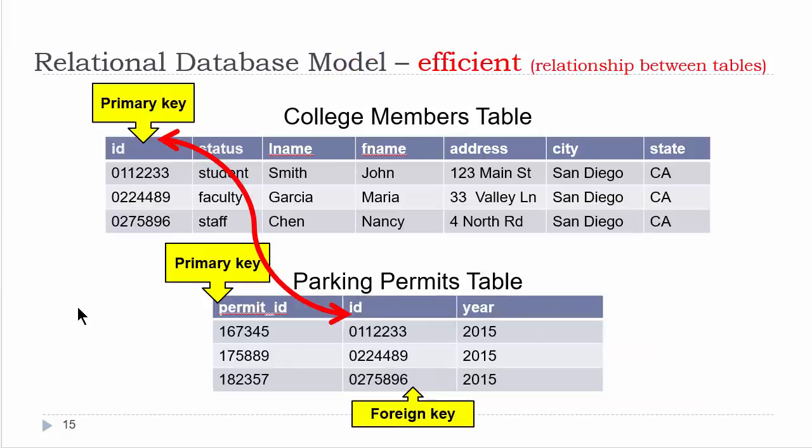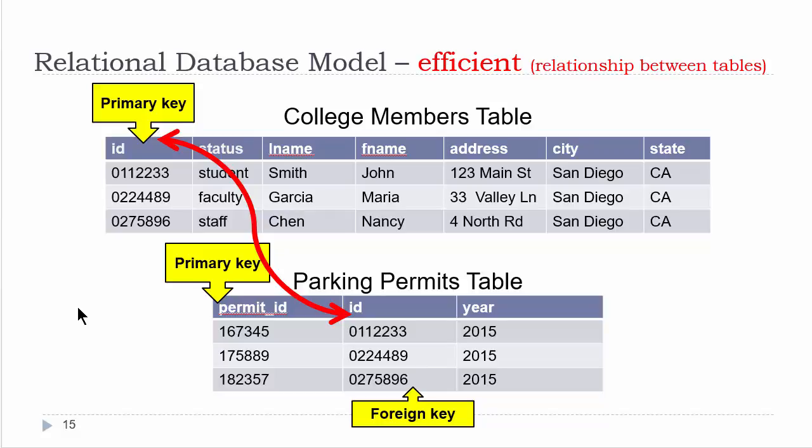So let's take a look at how we would create an efficient table relationship. Our top table is the same with our primary key. Now in our parking permits table, no longer do we have the demographic information, but we have, as we did before, the permit ID, which is the primary key. We also have another ID, and that matches the ID of the college member, and that would be the foreign key. I also have another field, the year.